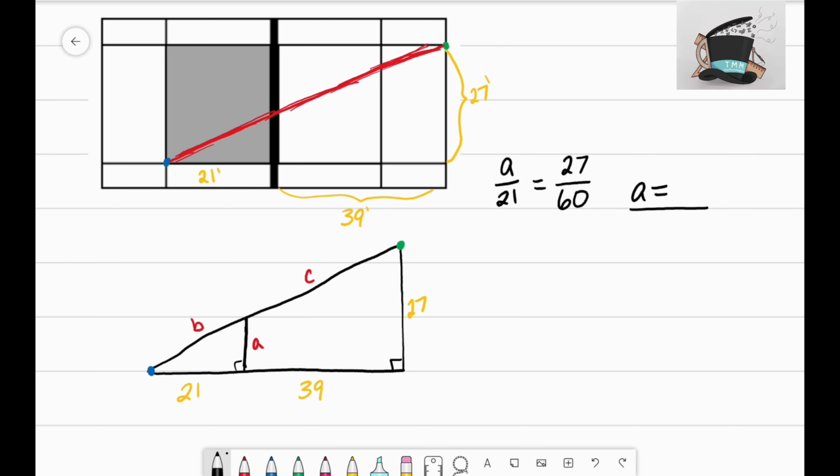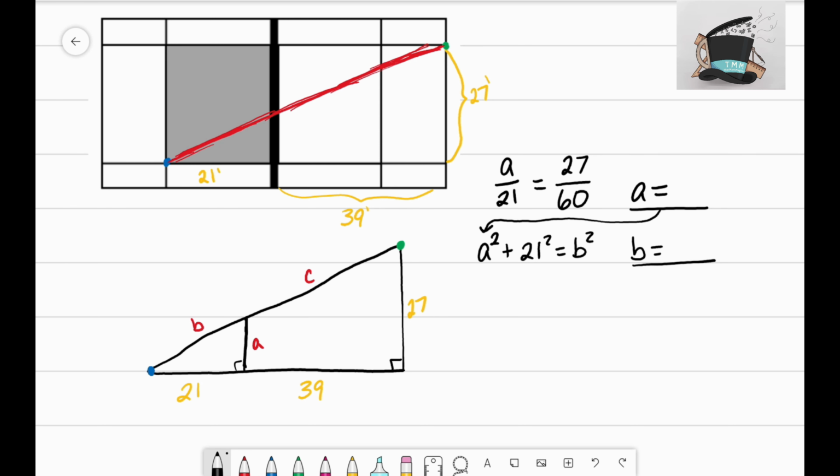Now, once you have A, you can quickly solve for B, because you can just use the Pythagorean theorem for this smaller triangle. You'll do A squared plus 21 squared, and this is our hypotenuse, so it equals B squared. Whatever your A was in this problem, that's what you put in for A. That's a simple Pythagorean theorem problem for you to solve for B. So you have A and you have B.